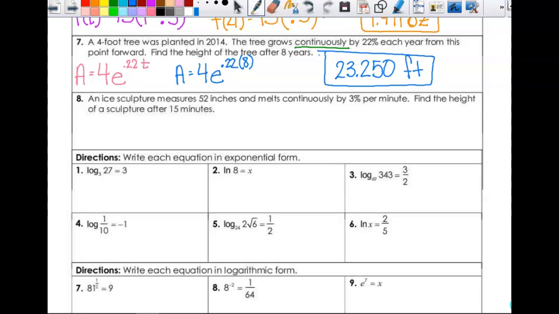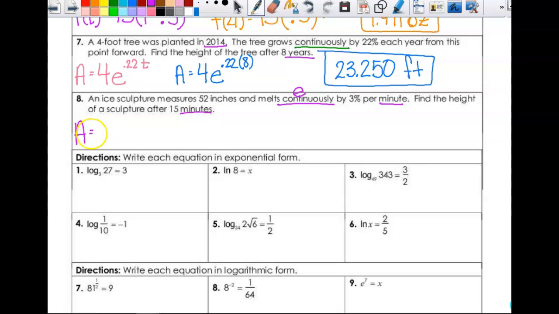So then we've got this one. An ice sculpture measures 52 inches and melts continuously. So there's that word again. Continuously means e, by 3% per minute. Okay. And so here with the time, it gave me a year. It has said how many years. So my t was time in years. Here, this time, I'm going to say is in minutes, right? You just make sure that your stuff matches here.